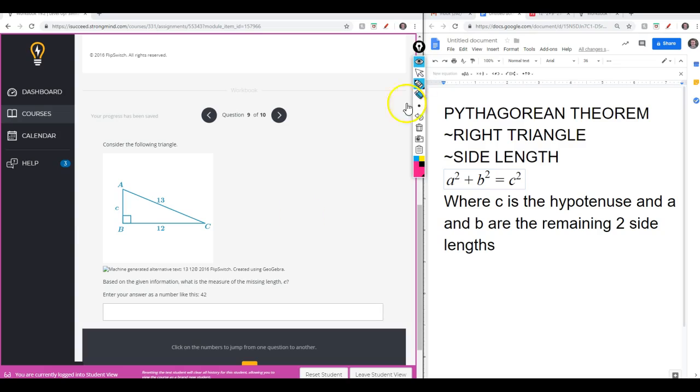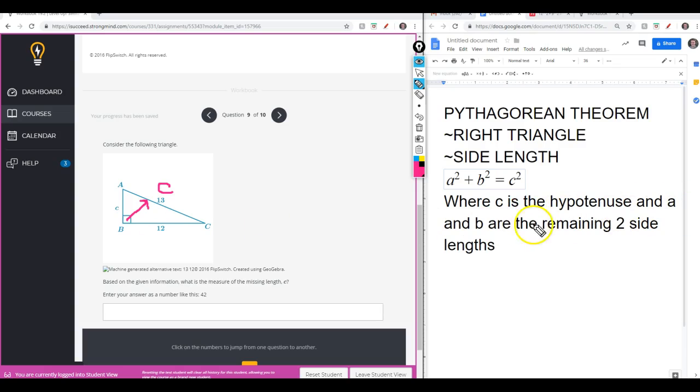They're trying to throw us here because this little guy is labeled as c, which is not the hypotenuse. Again, remember the hypotenuse is across from the 90-degree angle. So this is actually c when we're talking about our formula, the Pythagorean theorem formula. So keep that in mind. They're throwing us off here with this little label as C.